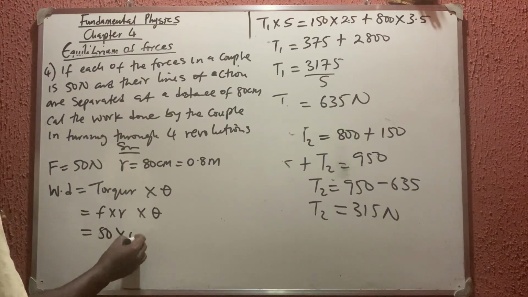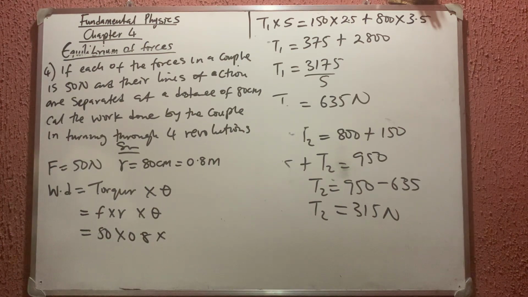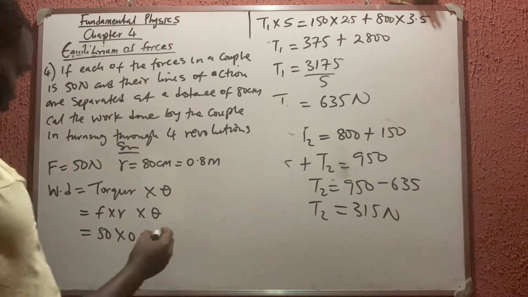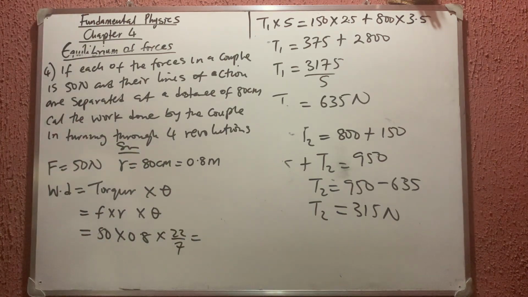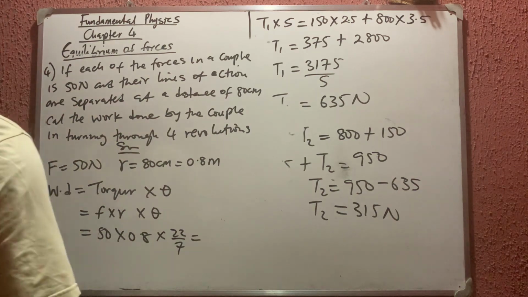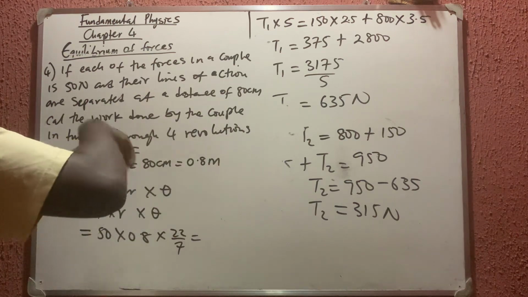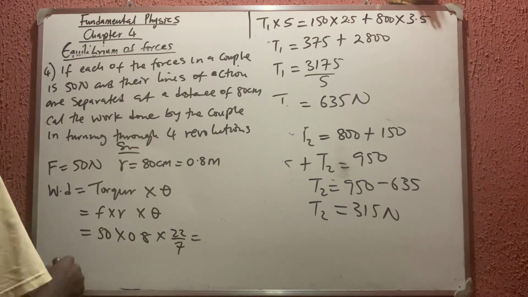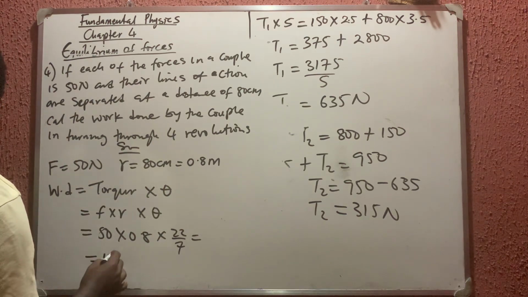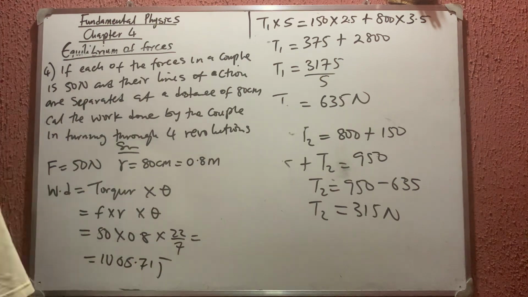So what do we have? 50 times 0.8 times our theta. That is 22/7, our pi. We have that s is equal to r theta, the arc distance, but the torque is equal to F r theta. So we are going to have times 22/7. Four revolution means a complete circle. Don't forget, that is why we're using just pi here. If you do everything, you're going to have 1005.71 joules.